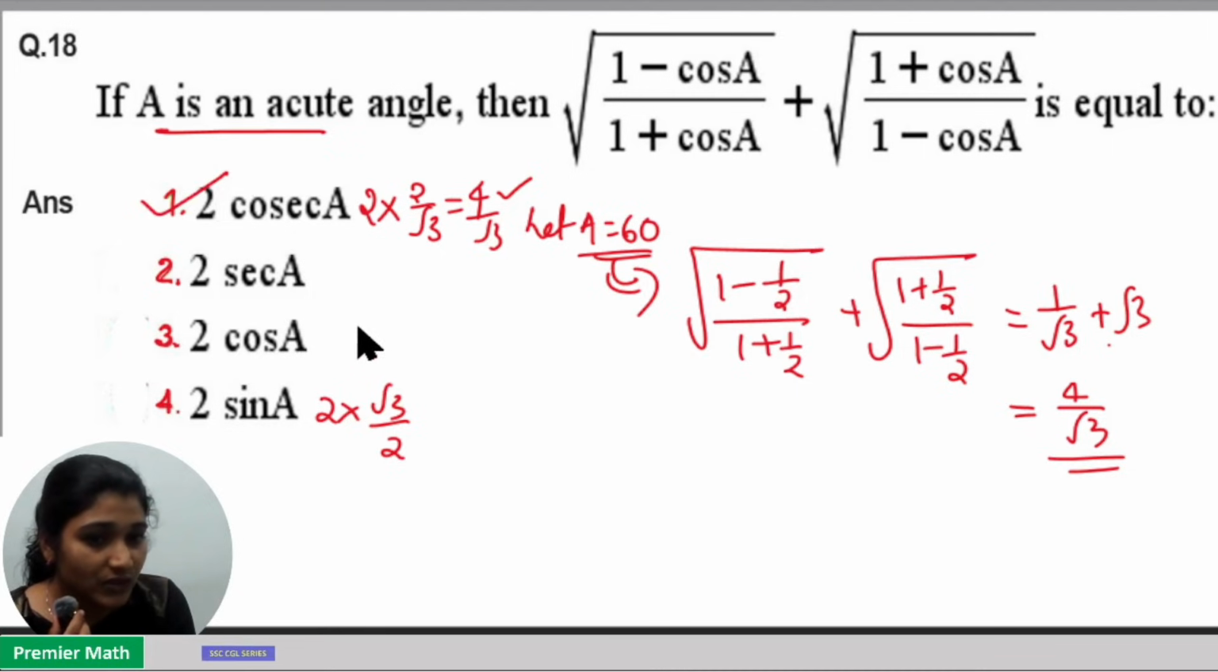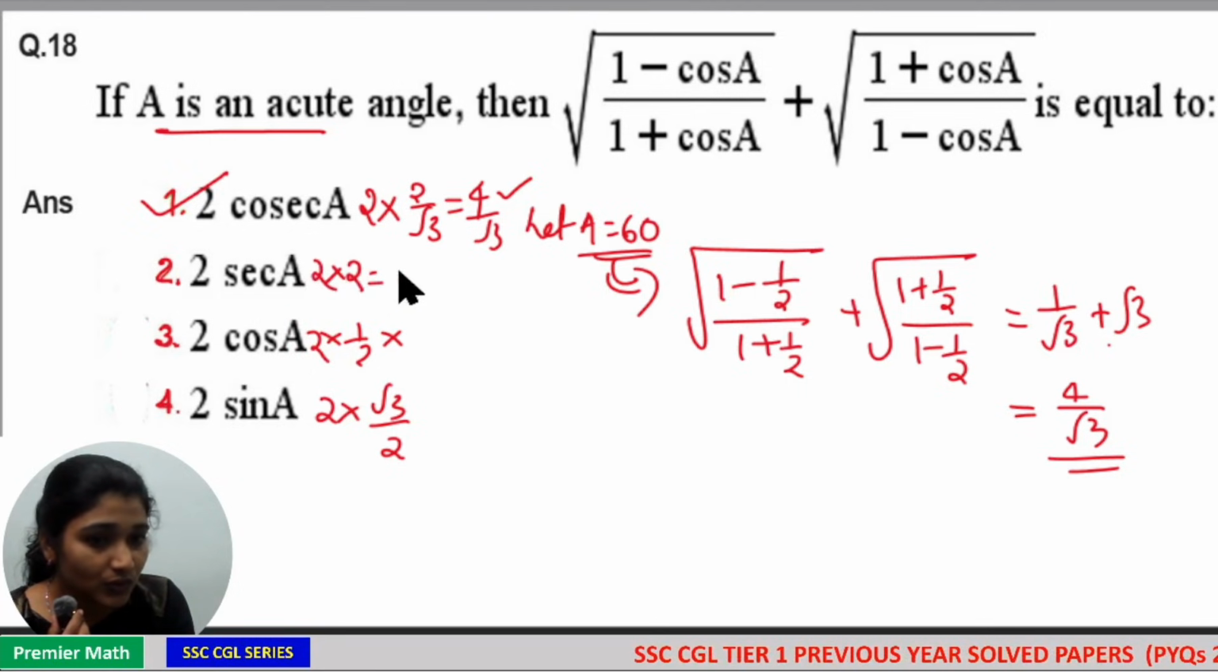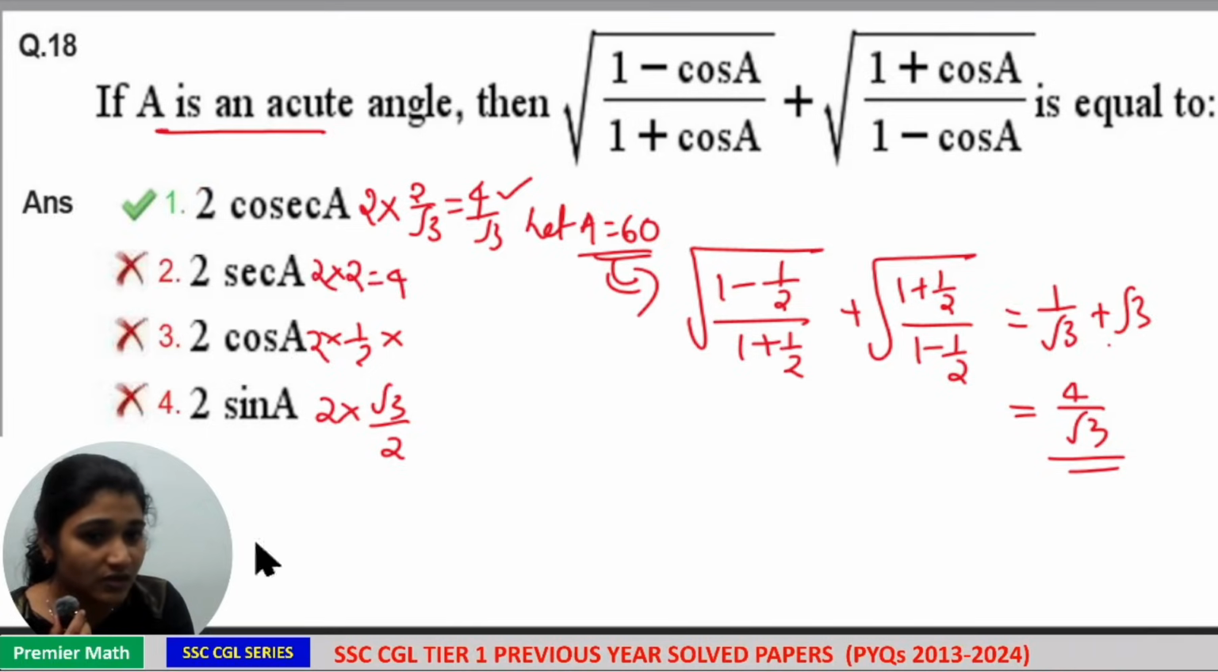Here cos 60 is 1 by 2. So this is not our answer. Here sec 60 means the inverse of cos 60, which is 2. So this is 4. So all other options are eliminated. Option 1 is your answer.